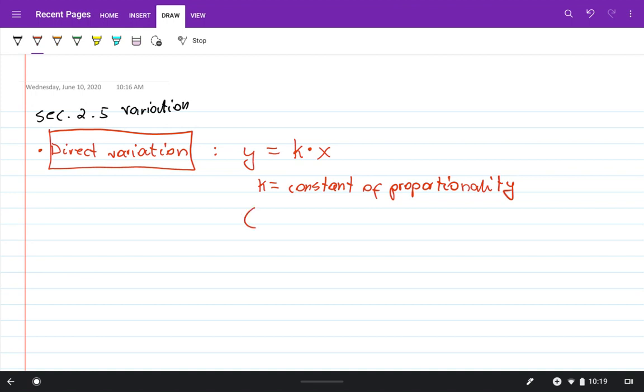A direct variation will be something like y equals 3x. You always need to know what k is. You always have to find k. You need to know what the constant of proportionality is. y and x are your variables. So let me just write a note: y and x are the variables.